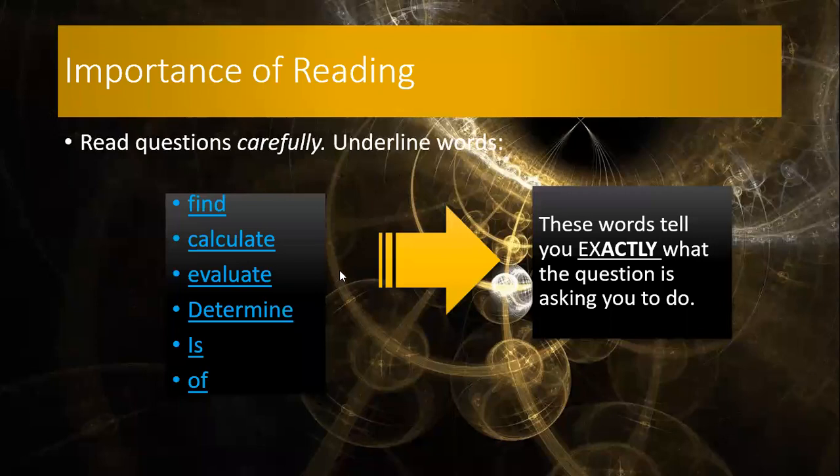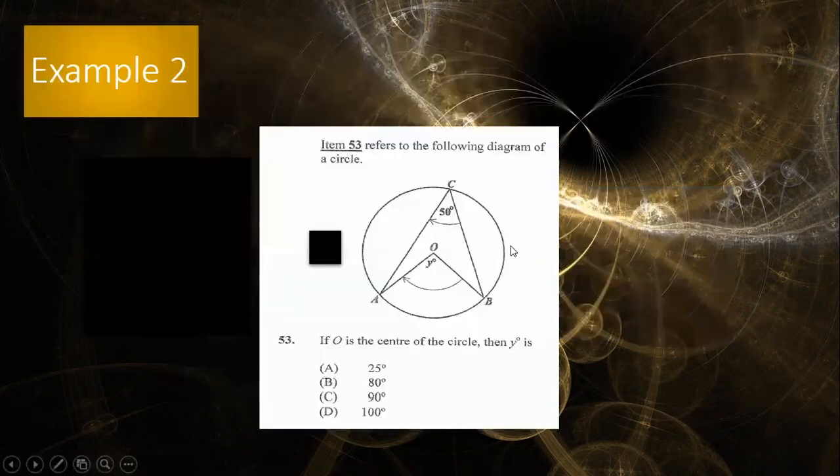Now then, after we examine the importance of reading, let's get into an example. An example 2, such as this one here. There was an example 1 before that, right? That would have been the one with the front cover of the multiple choice, so this is example 2. So the question says, item 53 refers to the following diagram of a circle.